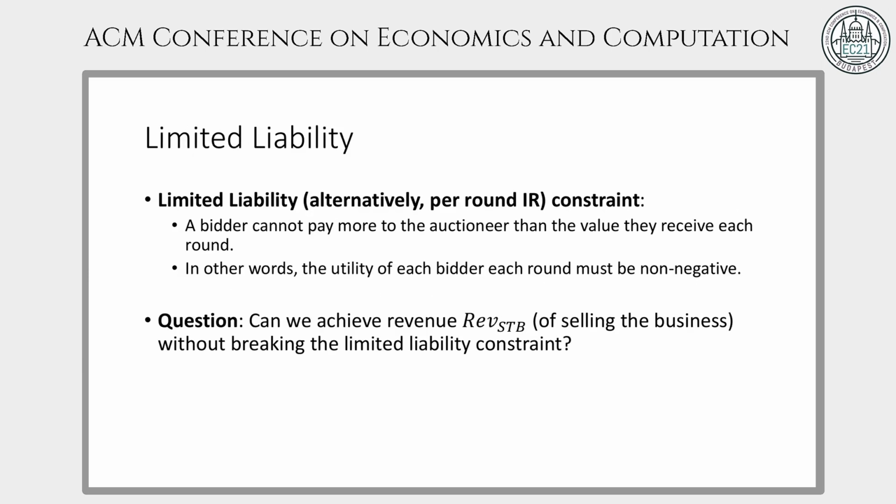So to account for this, we can introduce what we call a limited liability constraint. In the dynamic mechanism design literature, this might alternately be known as the per round IR constraint. And this simply says that we want to look at mechanisms where a bidder does not pay more to the auctioneer than the value they receive each round. Or in other words, the utility of each bidder each round must be non-negative.